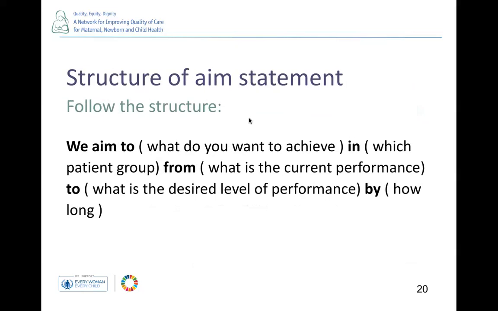The structure of an aim statement is in this form. We should write it down like this. We aim to, what do you want to achieve should be written there, in which patient group, from what is the current level of performance, from what percentage, to what is the desired level of performance you want to reach, by how long, after how much duration. It should be 4 weeks, 6 weeks, or 8 weeks.